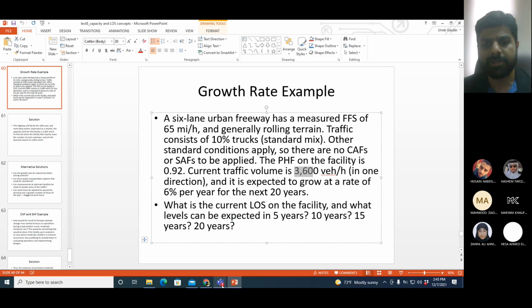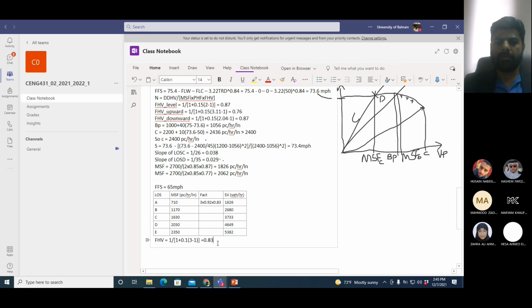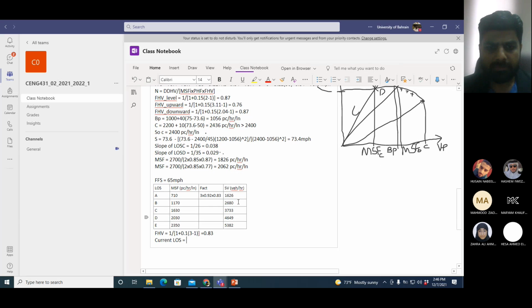Now, in the current year, the level of service is, you can see 3600 exceeds the value for A, it exceeds the value for B, but it doesn't exceed the value for C. So the current level of service is C. The values which you have exceeded are not applicable. You did not exceed the value of C, so C is the level of service. The current volume is 3600.